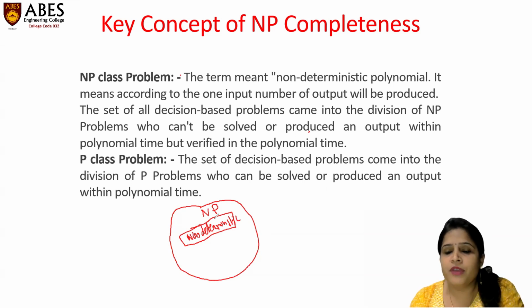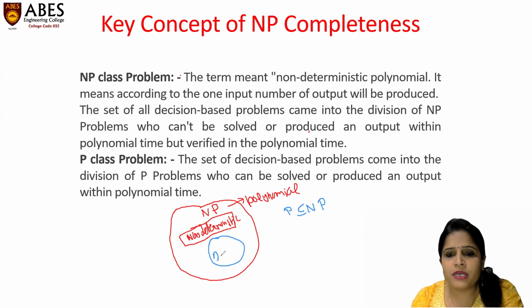So for NP class problems, we have a non-deterministic algorithm, but the execution time of these kinds of problems is polynomial. That's why it is called non-deterministic polynomial problem. This is NP class problem. Now what is P class problem? P class problem is a subset of NP class problem. This is P class. P class is a subset of NP class. Why? Because P class is based on the concept of deterministic algorithm.